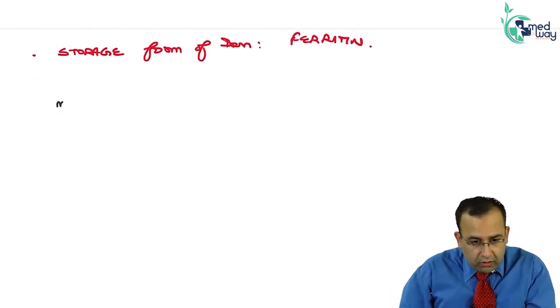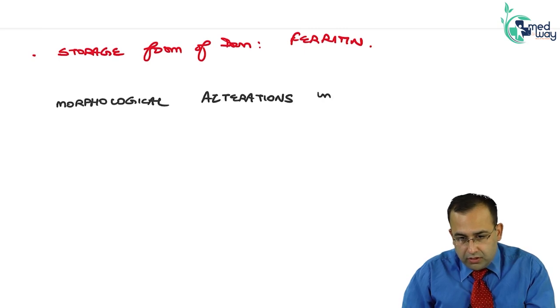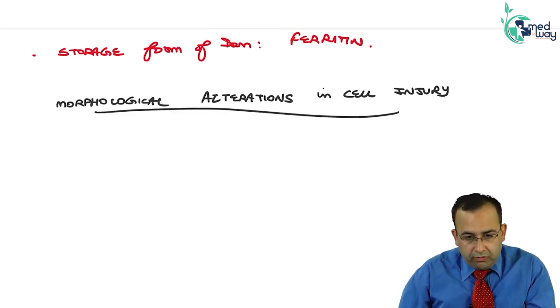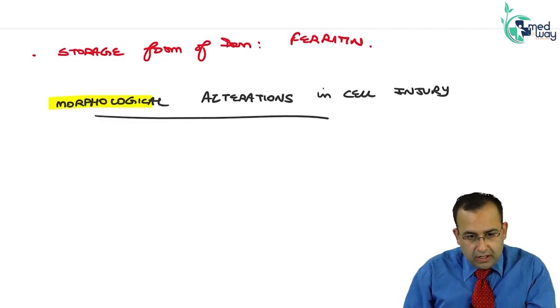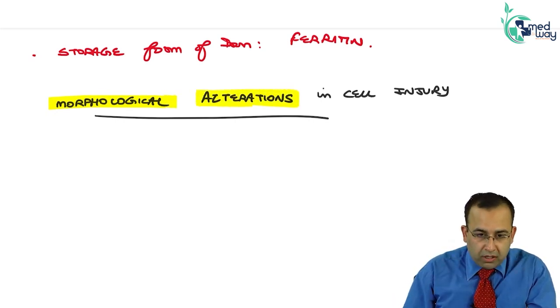So let us have a look, which gets us to our next topic in cell injury, that is morphological alterations in cell injury. Now I can divide cell injury into 2 types, reversible and irreversible.